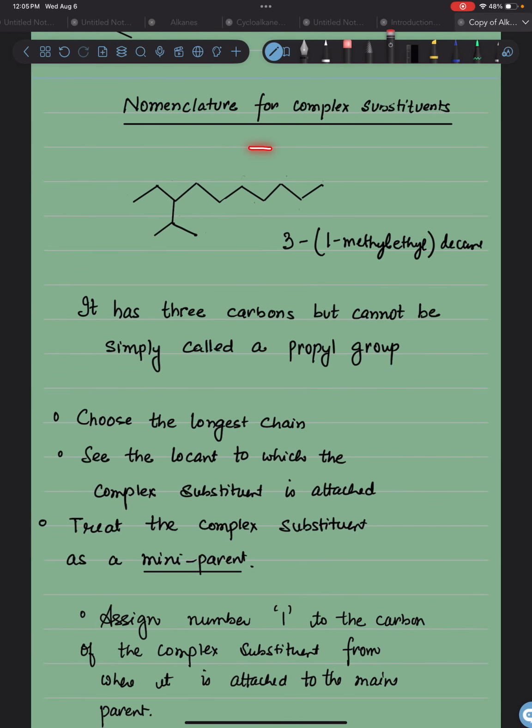Do you find it difficult to name alkanes with complex substituents? Here is the trick. Number one, you just choose the longest chain. So your longest chain has 10 carbons, so it is decane.